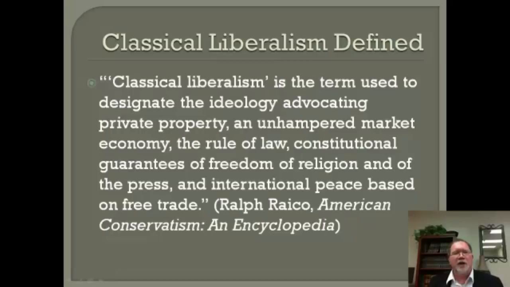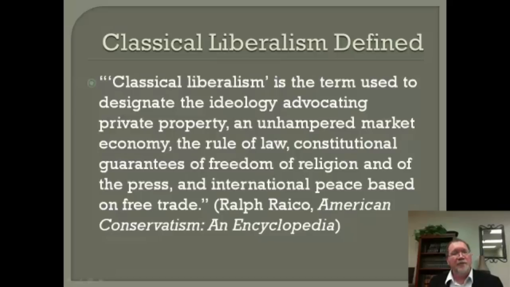An unhampered market economy, whereas many conservatives through the years have been suspicious of the idea of a laissez-faire economy, that the government ought to regulate the economy in pursuit of the common good. The liberals, according to Raico, classical liberals at least, believe that the market economy should operate freely and unhampered, allowing individuals to pursue their own self-interest through market exchanges.